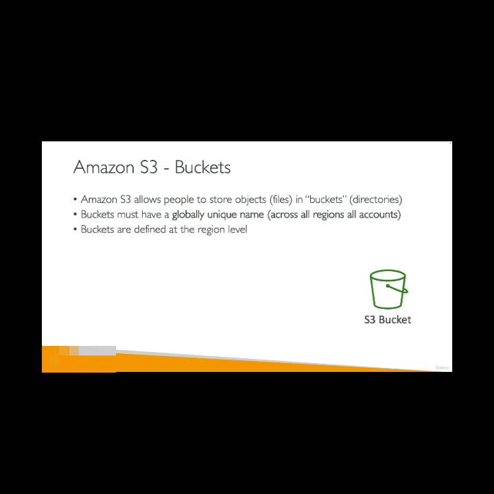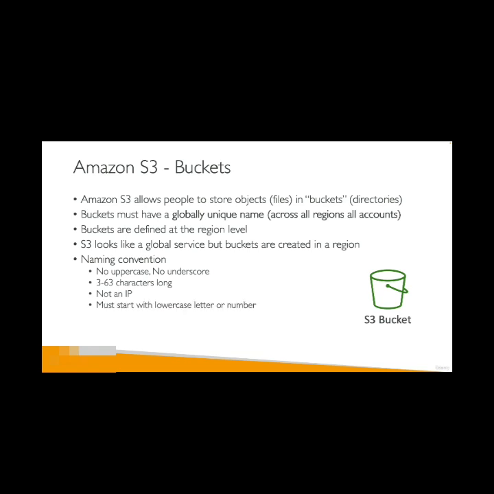The buckets are defined at the region level. So even though the name of the bucket is unique across all regions and all accounts, the buckets must be defined in a specific AWS region. S3 looks like a global service, but the buckets are actually created in a region, and that is a common mistake for beginners. There's a naming convention for S3 buckets. You don't need to remember it, but it's good to know. Bucket names must have no uppercase, no underscore. They must be between 3 and 63 characters long. They must not be an IP. They must start with a lowercase number or lowercase letter, and then there are some prefix restrictions. As long as you use letters and numbers and hyphens, you're good to go.